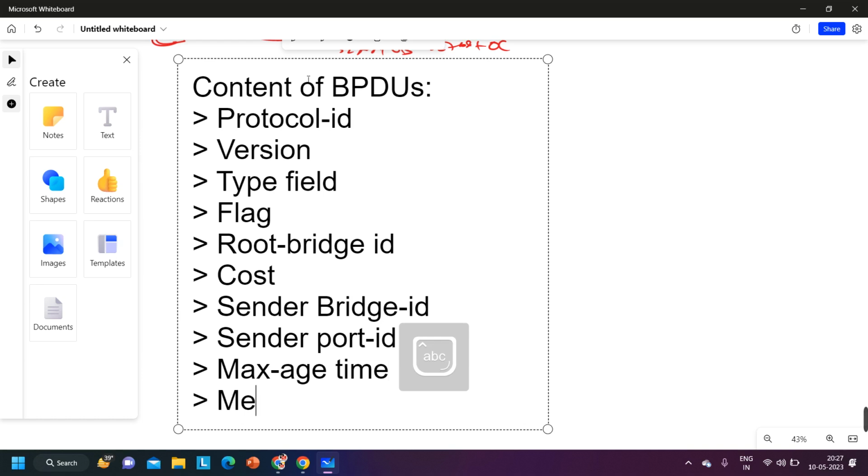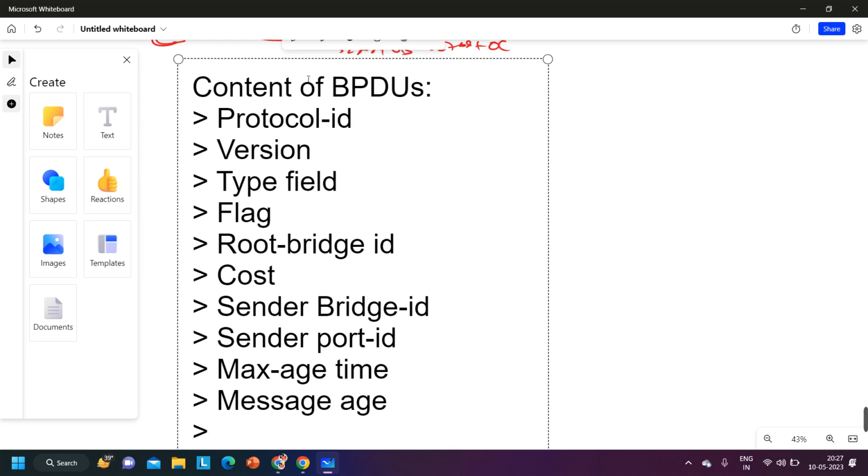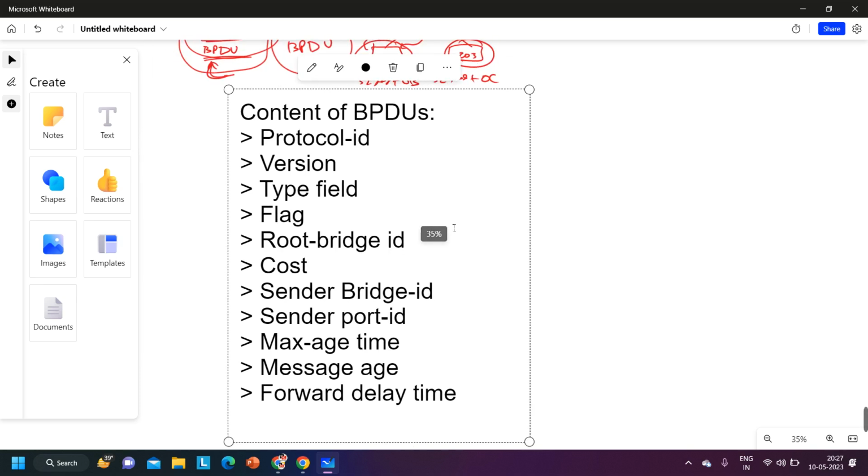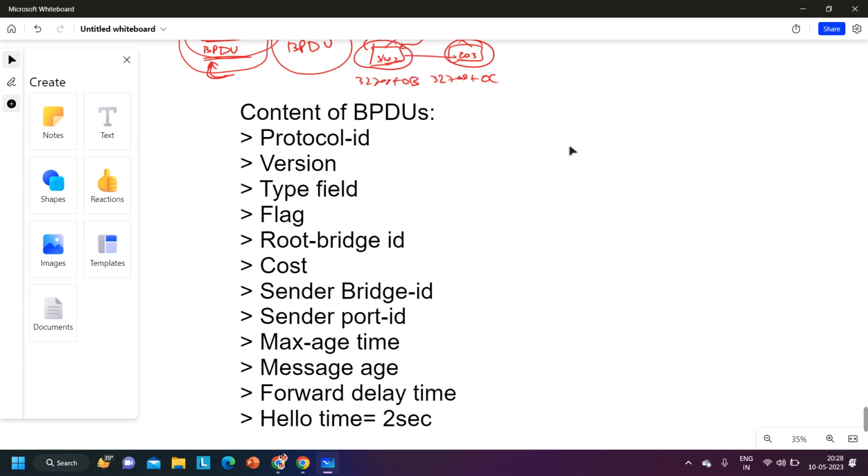Message age, absolutely. Then Forward delay time, very good. Then Hello time, the hello interval time. Hello time will be 2 seconds. Done. These are the contents of BPDU.